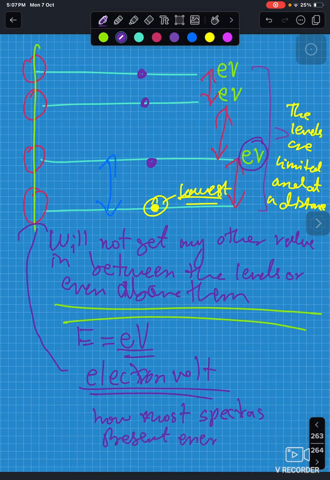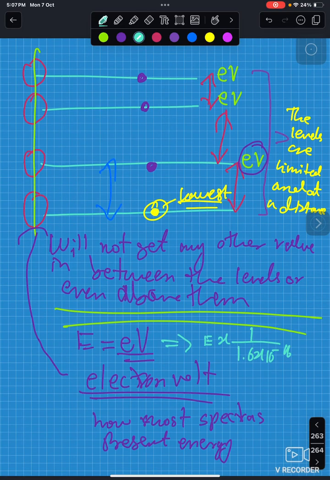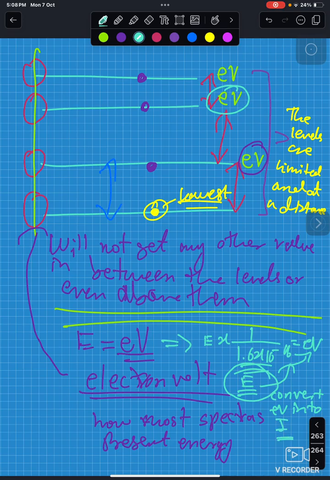energy. But not an issue, because if I want to convert this into energy, I'll just take that energy level times 1 over 1.6 times 10 to the power minus 19 ish, equal the energy level over here in EV, and you multiply it with the EV, we get the energy level. So this is how we can convert EV into joules.